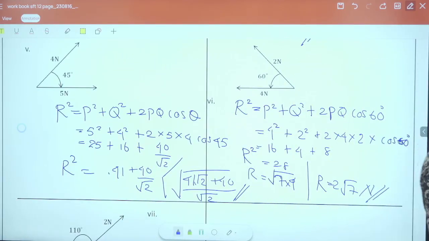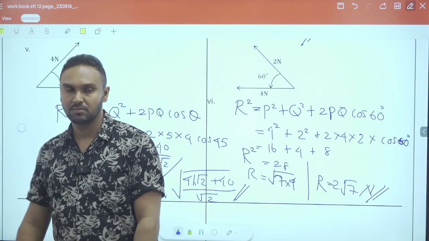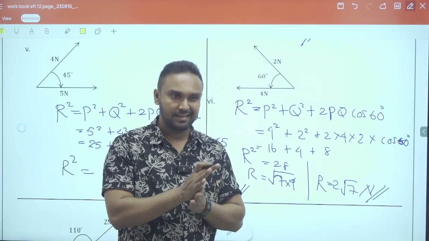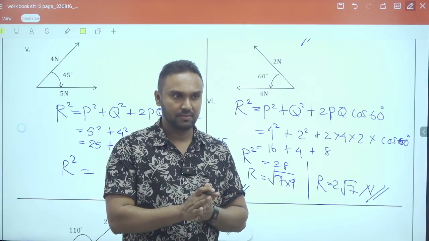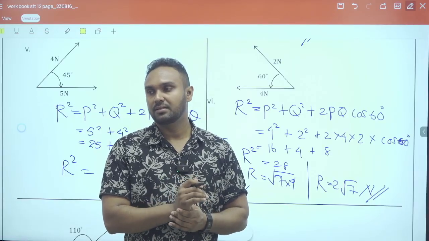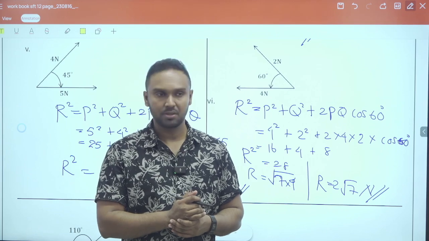Right. So this is how you simplify, you find the answer for the resultant force when the two forces are acting at an acute angle, right? When it's less than 90 degrees, right? So when it's 90 degrees, we put R squared equals P squared plus Q squared, right?